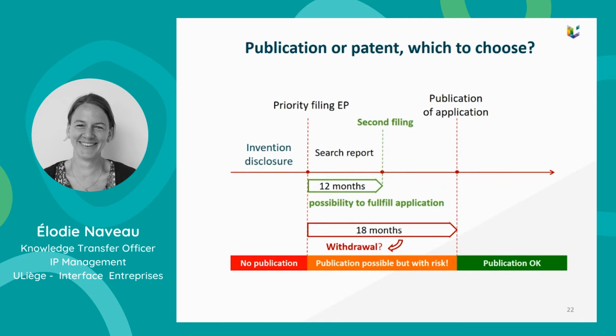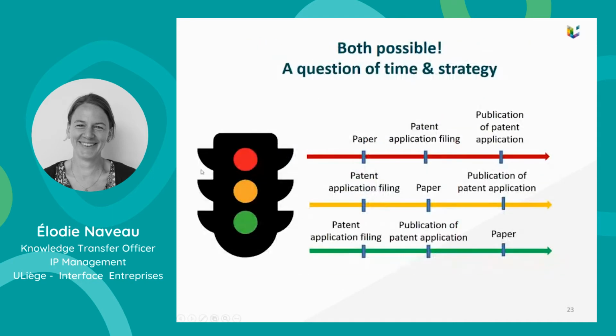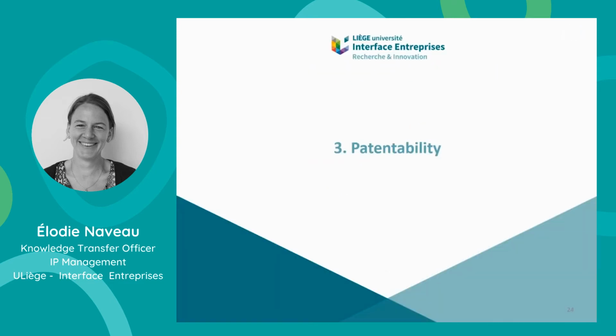So that was to remember. Here the red light is to publish a paper and then try to patent it after. It will be very difficult. The green light is to wait before the publication of the patent application, and in between, it is possible with risk. Let's continue with some words about patentability.